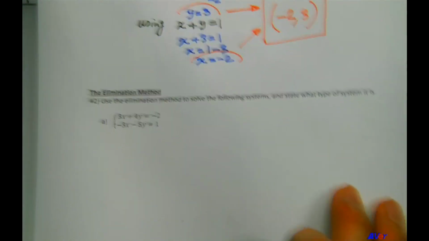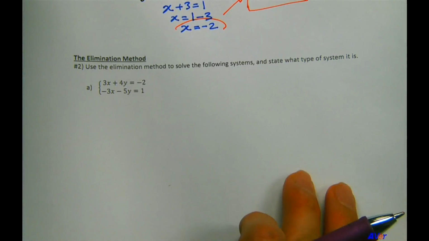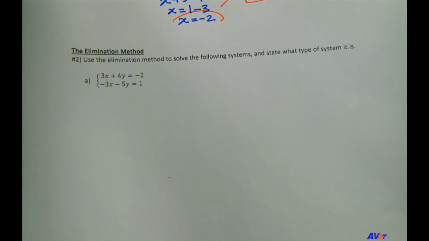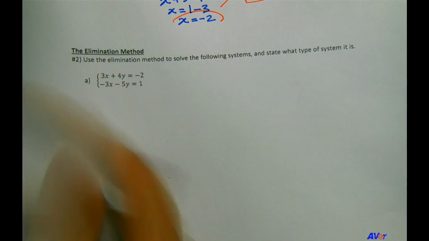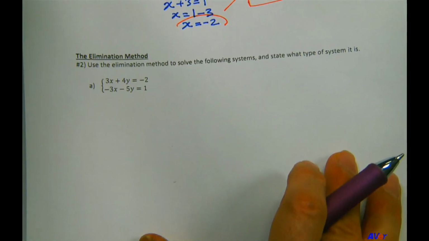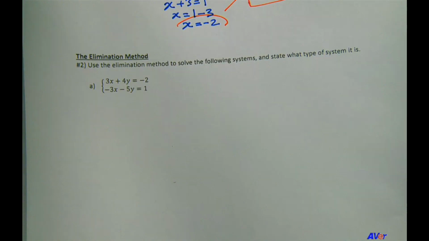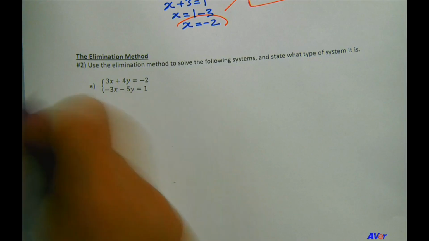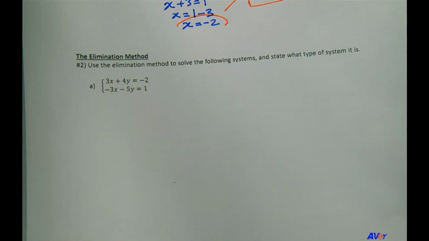The elimination method is very similar to the method of substitution, but it requires us to eliminate one of the variables first. So we eliminate one of the variables, solve for the other variable that remains, and then whatever we get for the remaining variable, we substitute back into one of the original equations to solve for the other variable. So it's basically elimination then substitution.